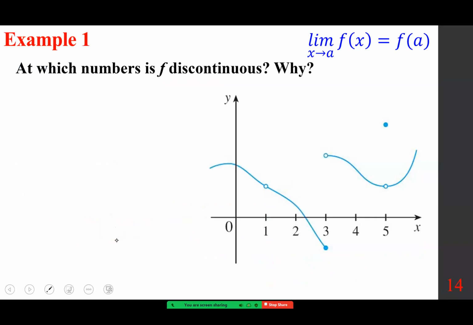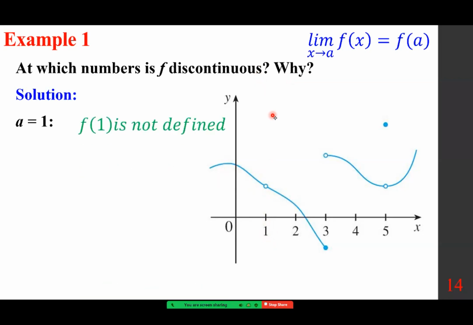For example, this graph is given. At which numbers is f discontinuous and why is that? Well, clearly at 1. Why is that? Because does the limit exist? Yes, because both sides go to this point, whatever this value is. But what is f of 1? I'm looking for a solid point. I don't find it. f of 1 is not given, is not defined.